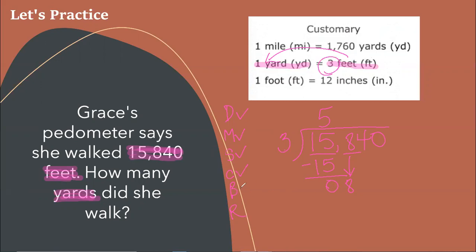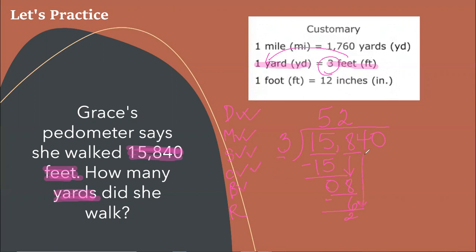That digit is 8. Since I brought down, I have to start all over again. So now I'm going to divide 8 divided by 3. I know that 3 can fit into 8 only 2 times without going over. 2 times 3 is 6. 8 minus 6 is 2. 2 is less than 3, so I'm good to go.